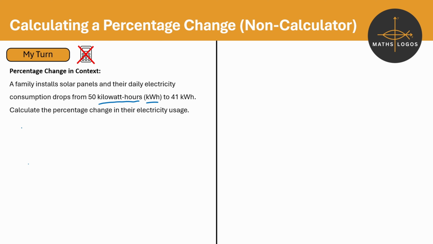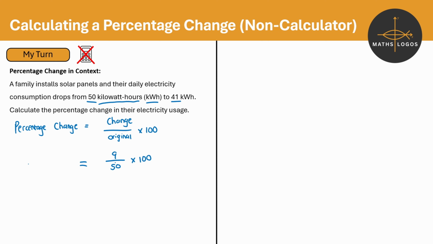Let's start by writing out our percentage change formula. So percentage change is equal to the change over the original multiplied by 100. The change, well, it went from 50 to 41. So that is a change of 9. It's a decrease, of course, so we know it's going to be a percentage decrease. The original was 50. And then we need to multiply that by 100.